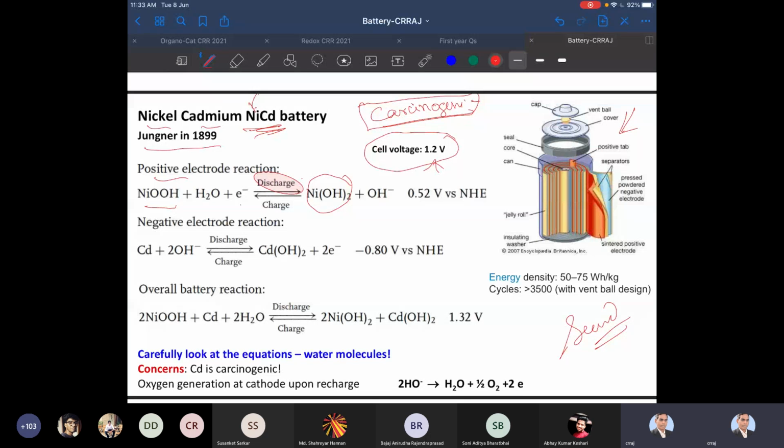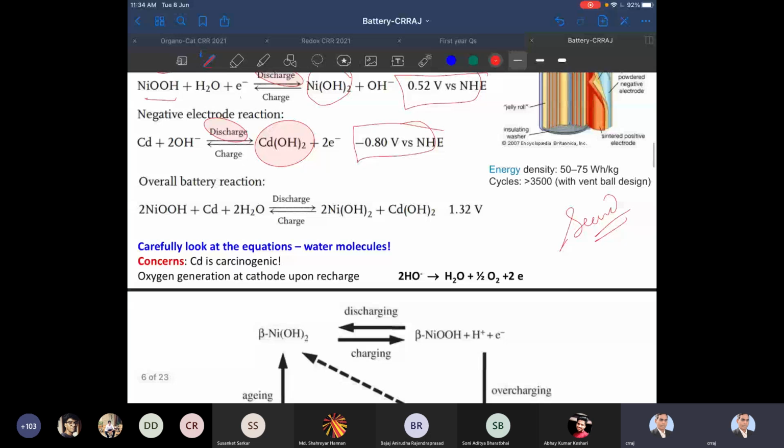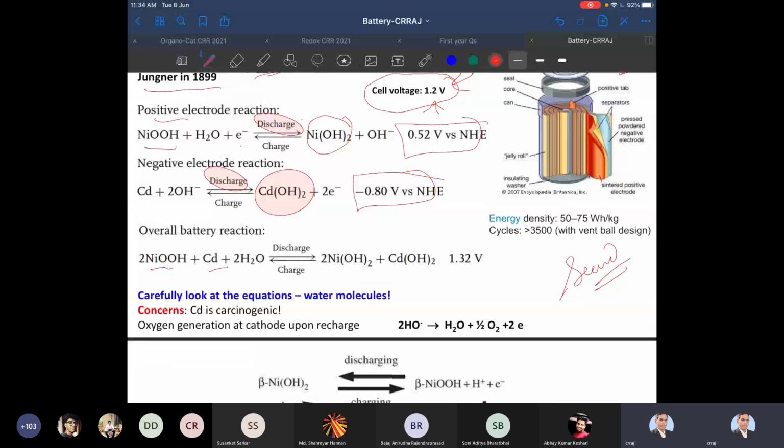The negative electrode reaction is cadmium. During discharge, your cadmium gets converted to cadmium hydroxide, and during charge, it comes back, with a potential of minus 0.8. Here it is 0.52. The overall cell voltage turns out to be only 1.2 volt. The overall battery reaction is, look here: nickel oxyhydroxide and cadmium give nickel hydroxide and cadmium hydroxide, 1.32. Theoretically, the cell voltage will come only to 1.2.